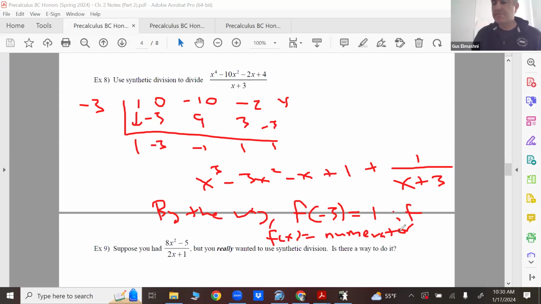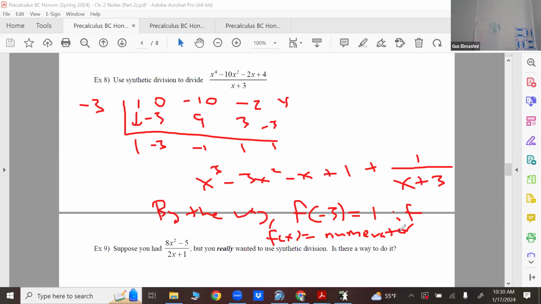Here we go, guys. So yeah, you skip over x cubed with a 0 placeholder, go through the motions, you get all those numbers there. So this is x cubed minus 3x squared minus x plus 1 over x plus 3. And by the way, this is what we're going to talk about Friday. It's called the remainder theorem.